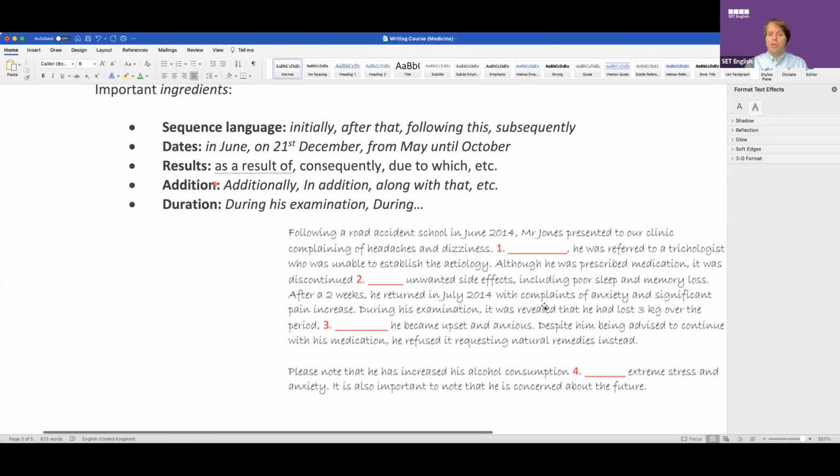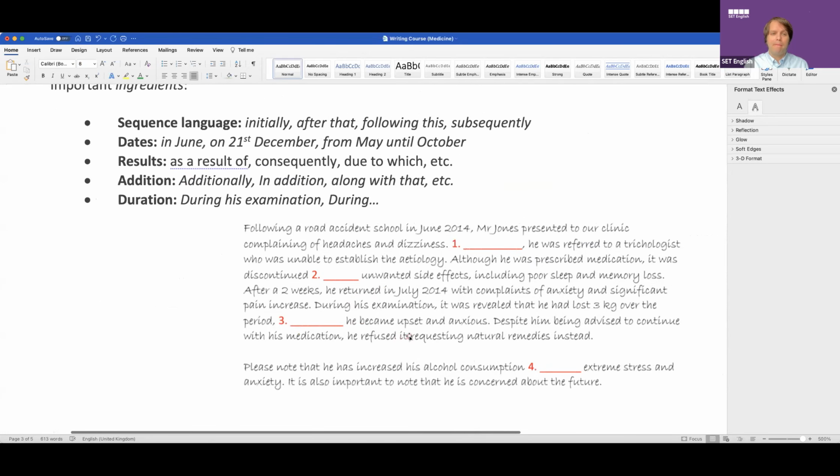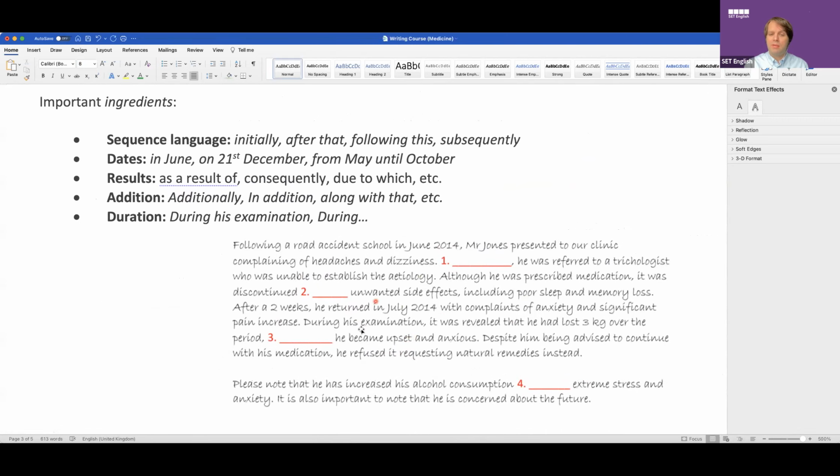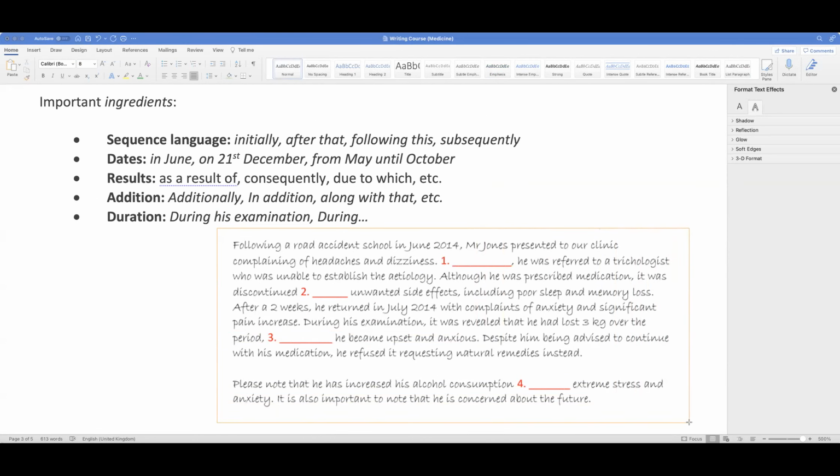So what is this, guys? What do you see here? What's this? It's a paragraph, of course. What type of paragraph is it? Timeline. Of course, it's a timeline, all right?